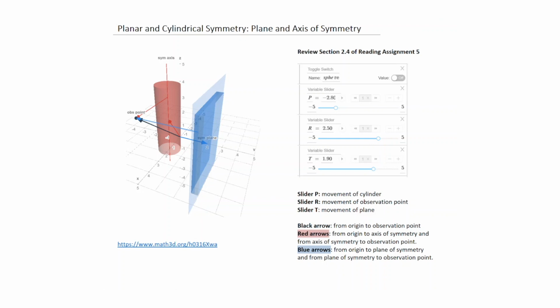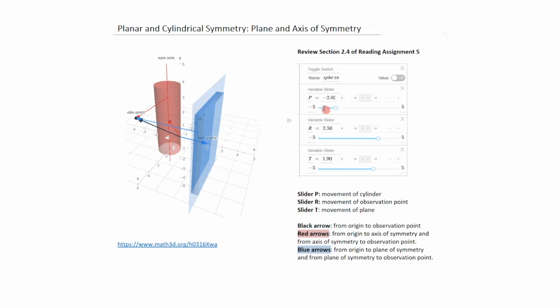So in this problem here, I've shown a cylinder and I've shown a plate. I've shown in the case of a plate a symmetry plane, which is this lightly blue shaded region, and an axis of symmetry that passes right through the center of the cylinder.